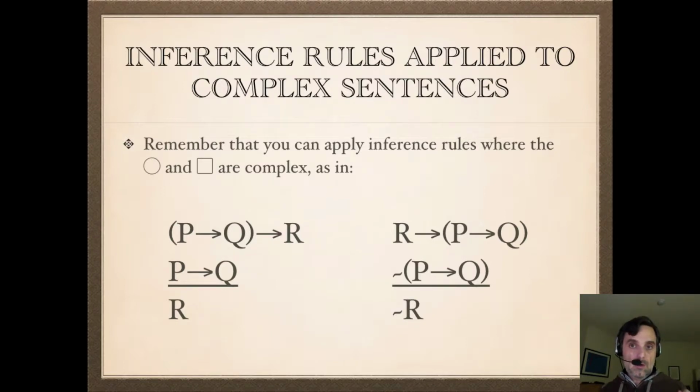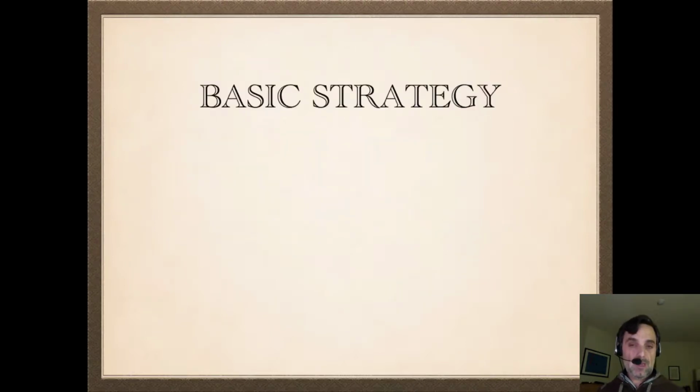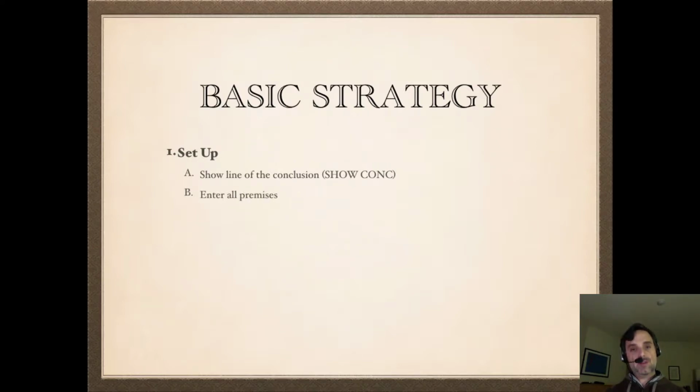Good. Now, with these points about inference rules, let's look at the basic strategy. We're going to have 3 stages. The first stage is the setup stage, and this has 2 parts. First, you want to write a show line, so you write show and then the conclusion of the argument you're trying to derive. The easiest way to do this is in the justification column, write show conc, and that will write show and then whatever the conclusion is. Then enter all the premises.